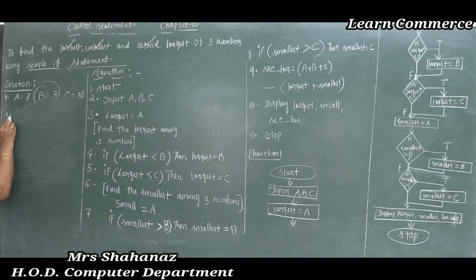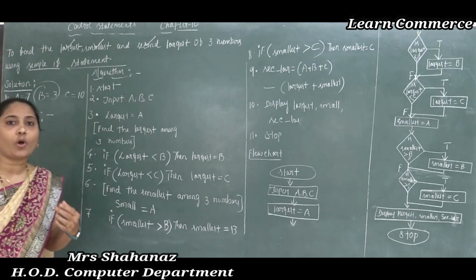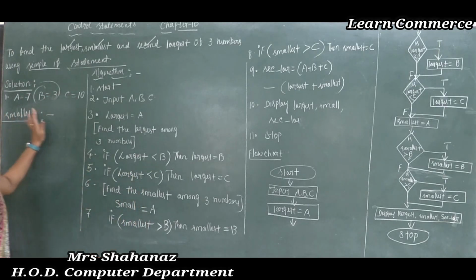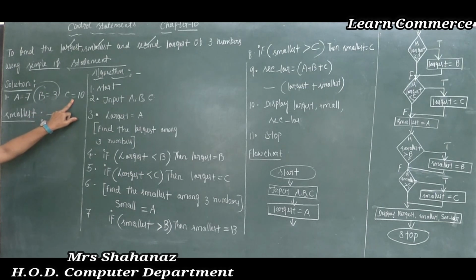Now I am going to find out the smallest value, whichever is the smallest value out of 3 numbers here. So in this case, as we know, next we are going to find out the smallest of 3 numbers, and for the smallest also I want to use the same numbers: A value is equal to 7, B value is equal to 3, C value is equal to 10 only.